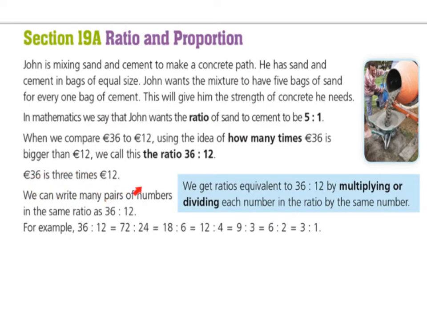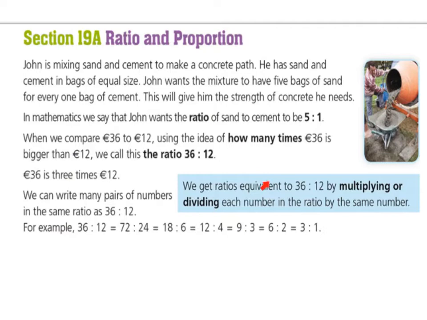We can write many pairs of numbers in the same ratio as 36 to 12. So for example, 36 to 12 is the same thing as 72 to 24, which is the same thing as 18 to 6, which is equal to 12 to 4, which is equal to 9 to 3, which is equal to 6 to 2, which is equal to 3 to 1. So they all actually represent the same ratio.